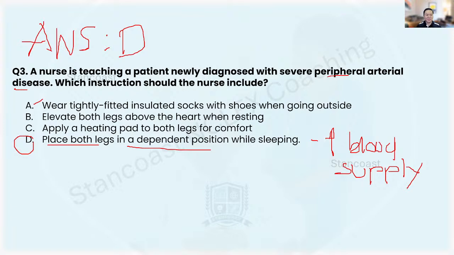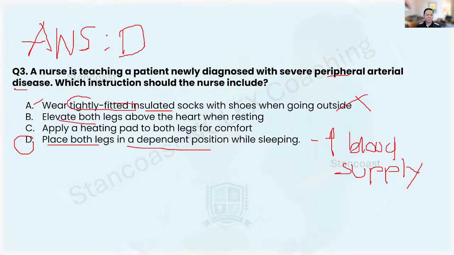If you answered letter A, wear tightly fitted insulated socks with shoes when going outside: just the word itself, tight, has that constrictive effect on the extremity. And we don't want to cut the circulation. We are going to have to promote circulation. So the tight fitted insulated socks, that's not going to fly with this treatment. Removing that. What about letter B?